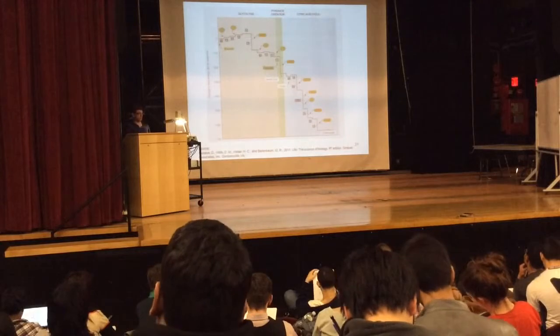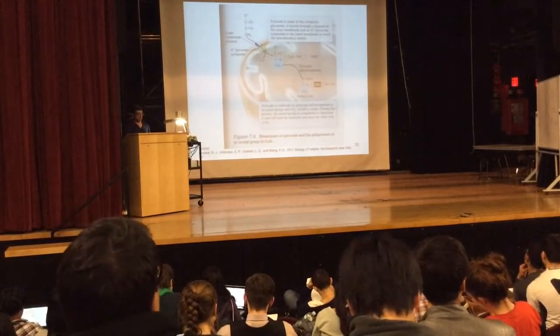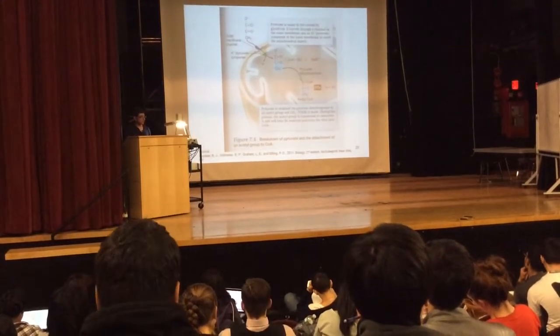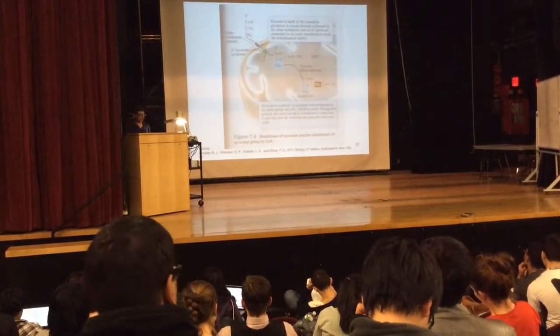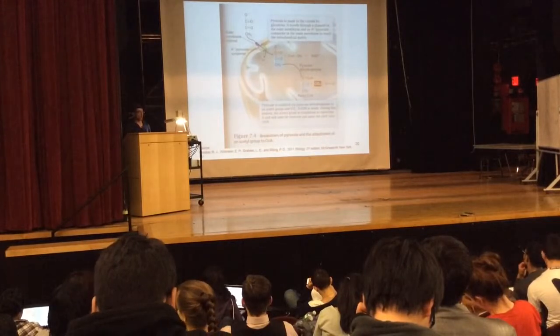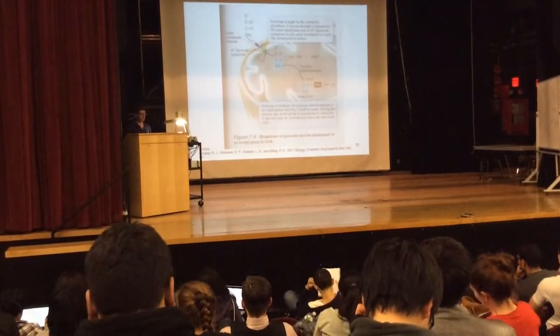Yes, ma'am? Excuse me? It is in the mitochondrial matrix. Plants have mitochondria also. They are eukaryotes. All eukaryotes have mitochondria, but some have mitosomes and hydrogenosomes.